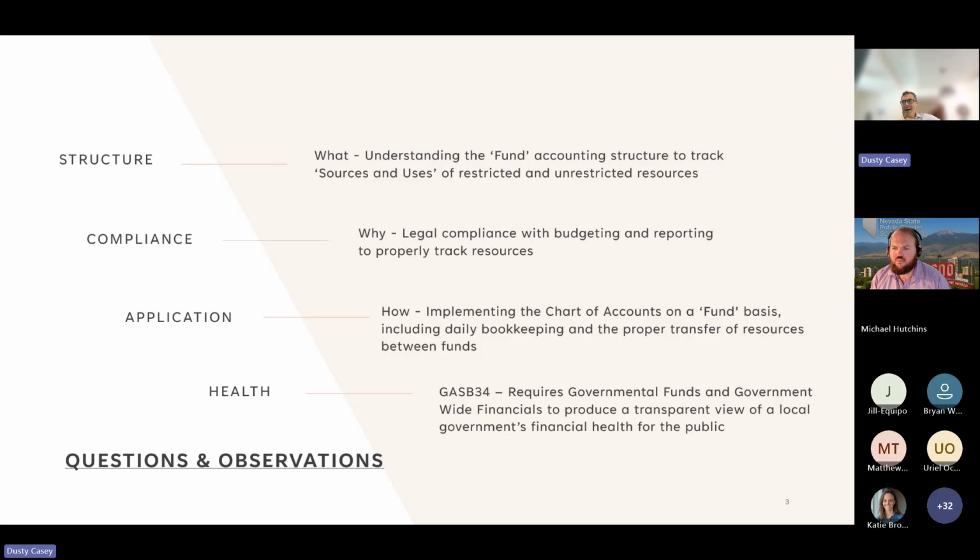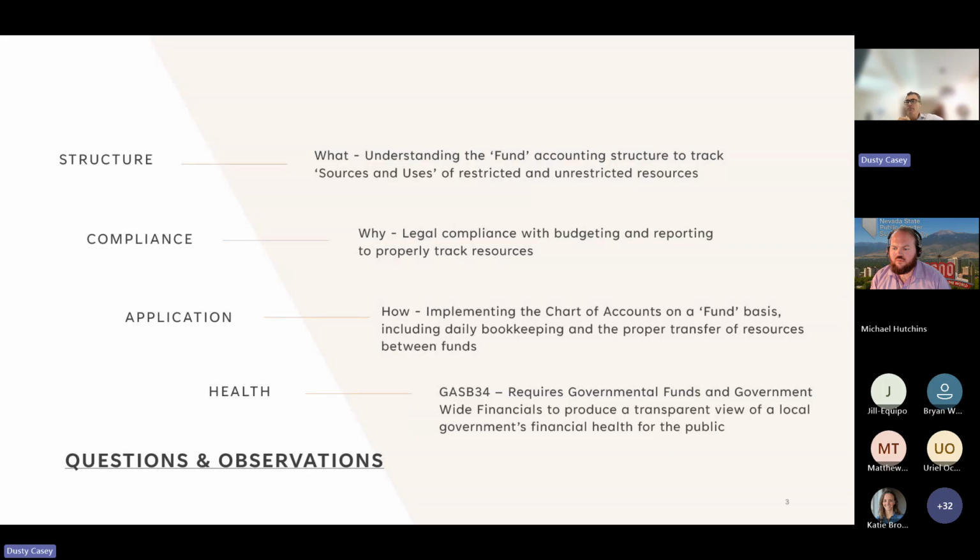We're going to get into that. I'm not going to go super into detail on all the NRSs and NACs. You can look that up, but I am referencing them so you can reference them later in discussions with school leaders, boards, etc. The application, so the how part. Implementing the chart of accounts on a fund basis, including daily bookkeeping and the proper recording and transferring of resources between funds. And then referencing GASB, right?